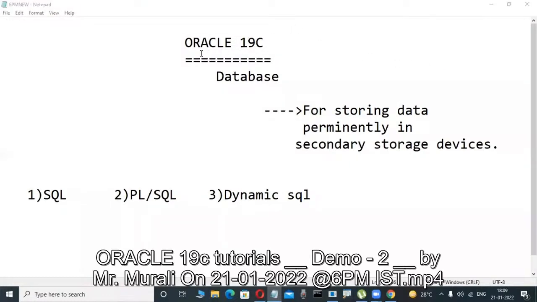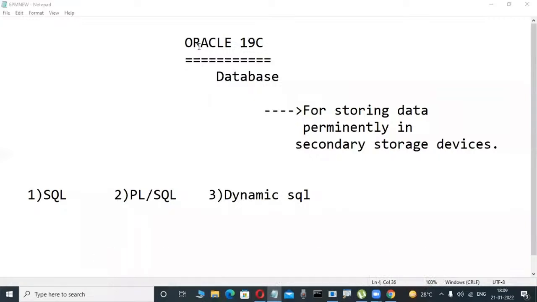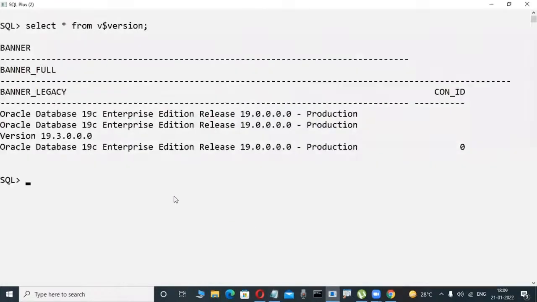These are the demo classes, not actual sessions. Just for idea purposes, I'm telling only some concepts. Maybe 1 or 2 days, or 2 or 3 days, that's enough. Anybody who did not attend yesterday's class, not a problem. Just observe it. What I am telling is a small concept.